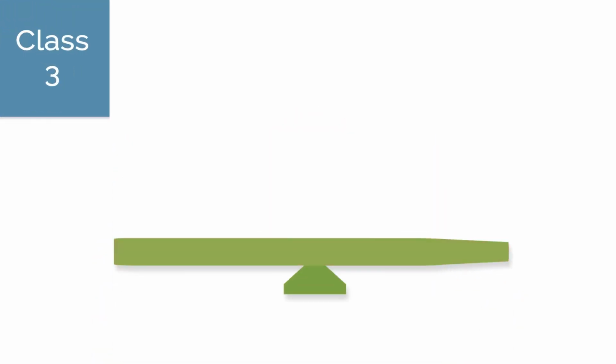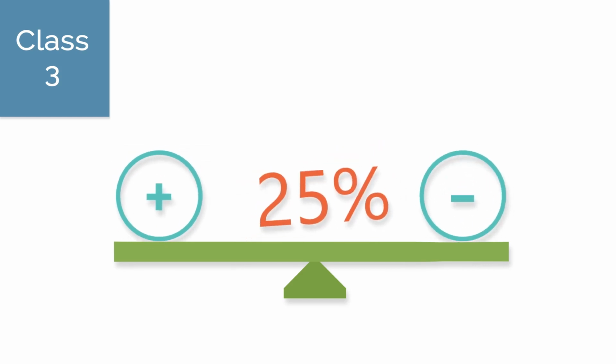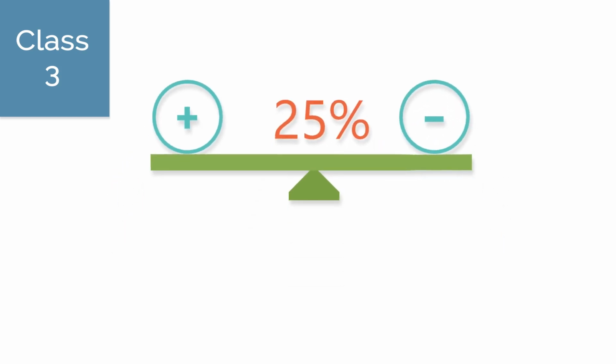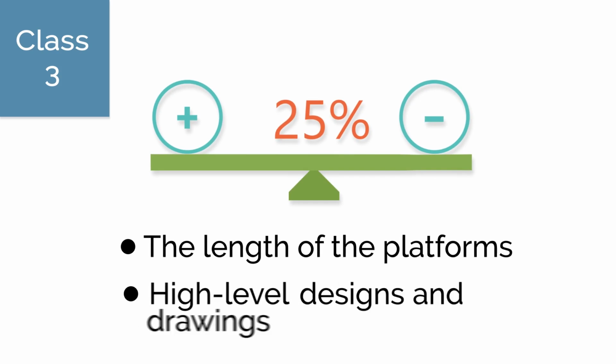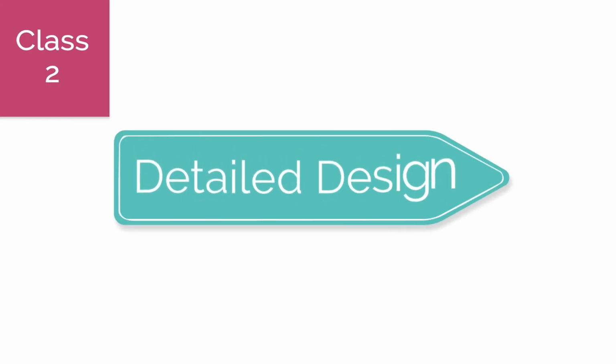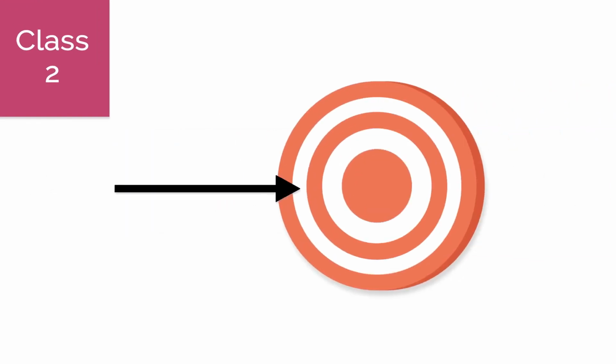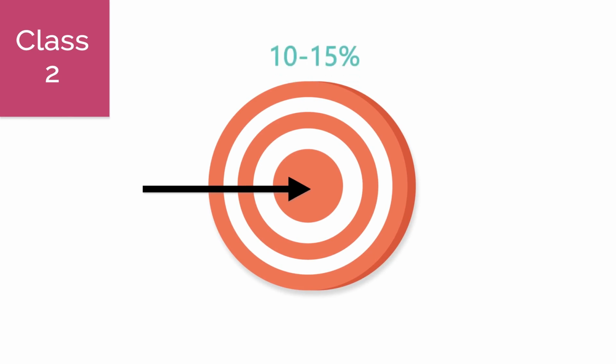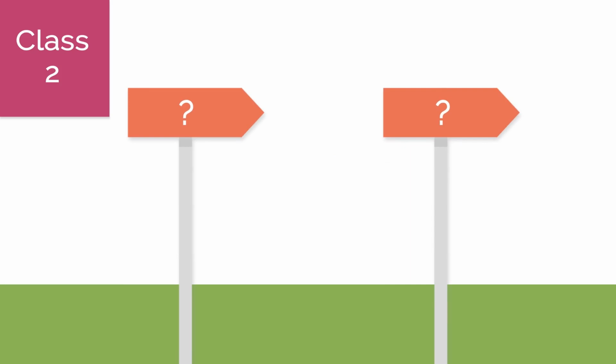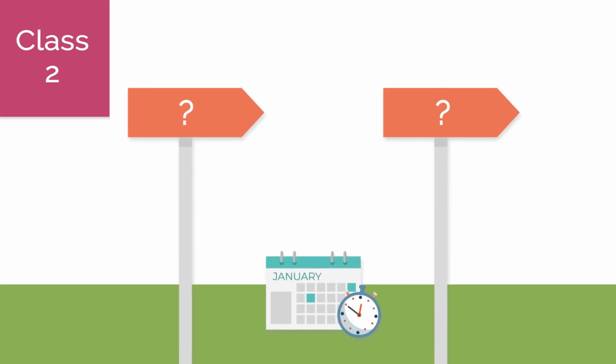Class 3 is when we have a concept design. This will be plus or minus around 25%. We now know details like the length of the platforms and have high-level designs and drawings. A Class 2 estimate has a detailed design. Depending on the industry, the level of accuracy will be around 10 to 15%. At this point, there is still some level of uncertainty in terms of risks and time frame.